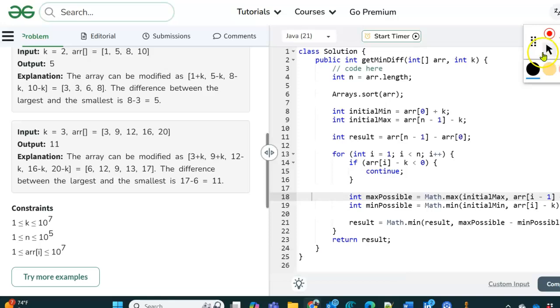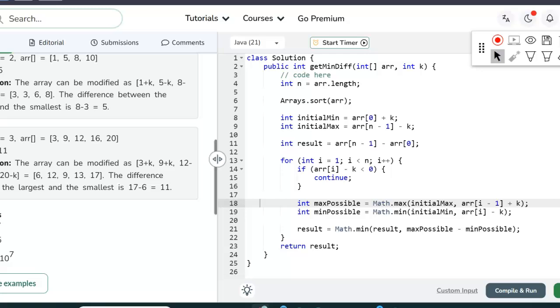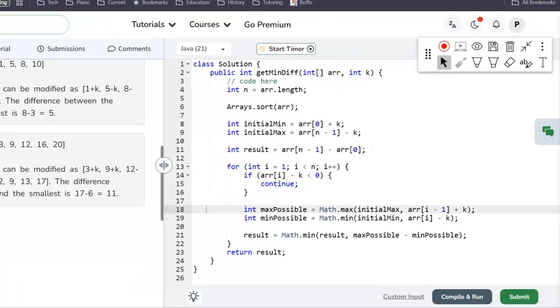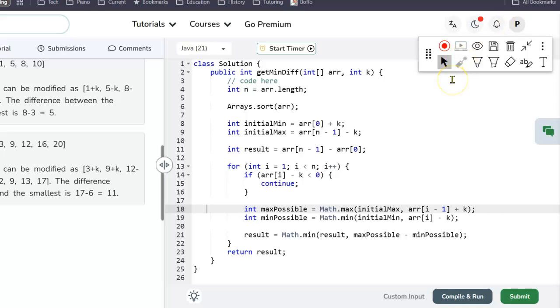annotations, and I want to go back to where we can see what we need to see. Just right about there. All right, so we've sorted the array, and we're going to set our initial min to the first element, which in this example is 3, plus k, which is also 3.